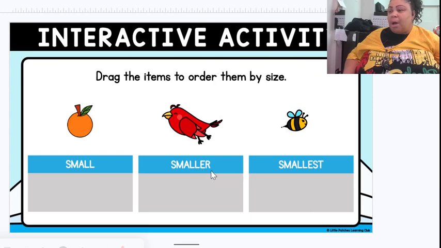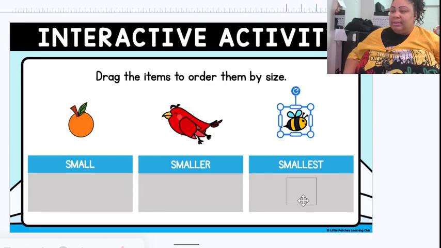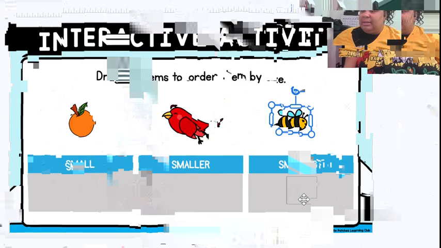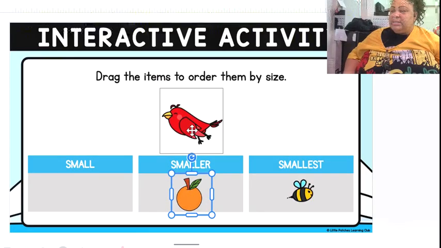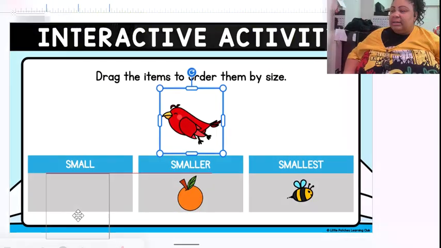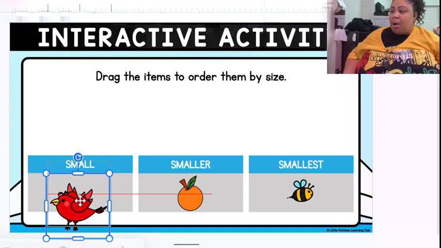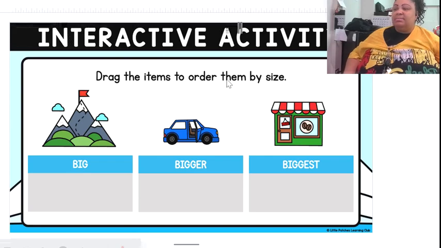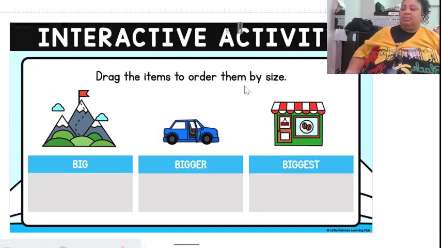Drag the items to order them by size. Small, smaller, smallest. So the smallest of the three would be here. And I believe the bee is the smallest. And then the orange is smaller and the bird is small.